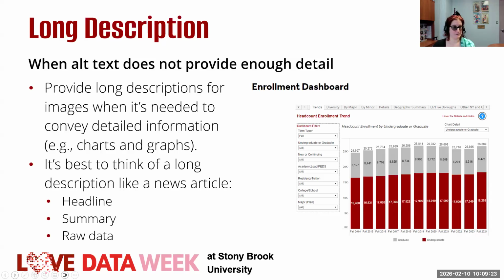You're providing a summary of the data. What are any major trends that we want to look at? What information, at least in terms of my chart, would be like the term type? Is it showing undergraduate or graduate students or all? What is the scope of the data being conveyed? And then it is always best practice to include raw data points so that users can go and make their own interpretations or find their own details as needed.